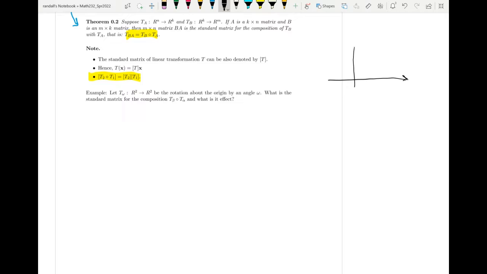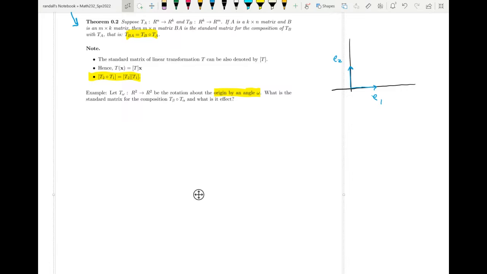I'm just going to make a sketch here. So there's my E1, and there's my E2. Actually, I should make this a little bit bigger because I want to demonstrate what the matrix for the rotation is again. So there's E1, there's E2. We're doing rotations by an angle omega. Just like in calculus, when we rotate around the origin, it's a counterclockwise rotation.